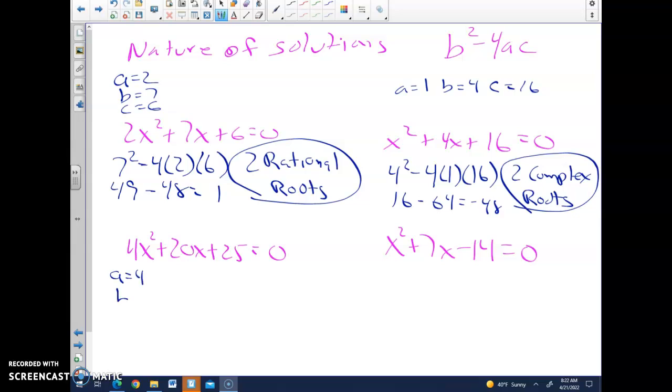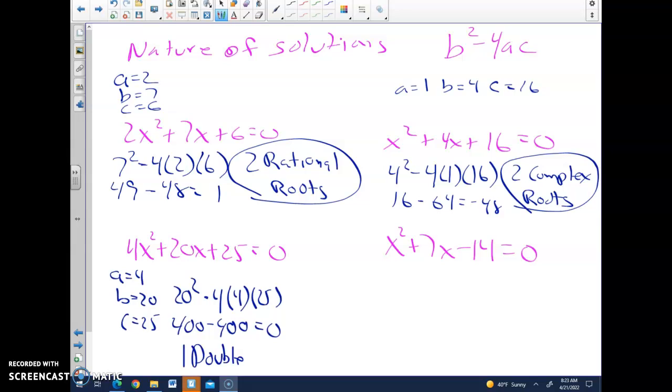Here, we get a equals 4, b equals 20, and c equals 25. So I get 20 squared minus 4 times 4 times 25. Well, that's 400 minus 400, which is 0. So the answer is 1 double root. Essentially, 1 double root is something that can be written as a binomial square. If I were to factor that, I get 2x plus 5 times 2x plus 5. I'd get the same answer twice. So therefore, there's only one answer.